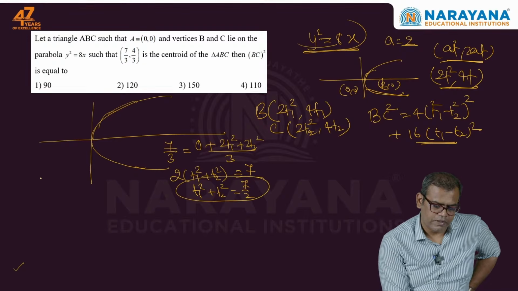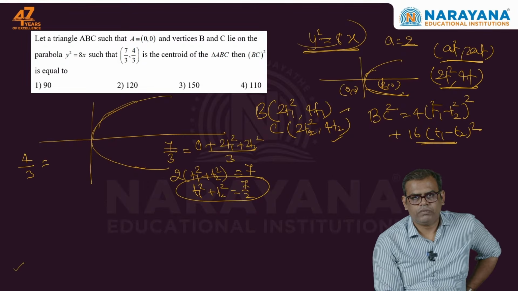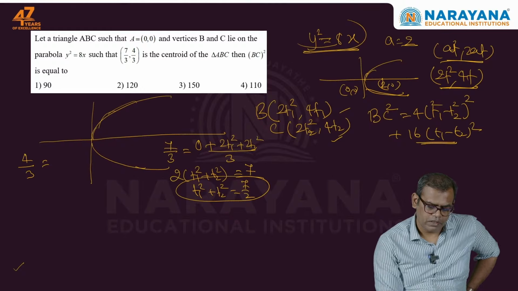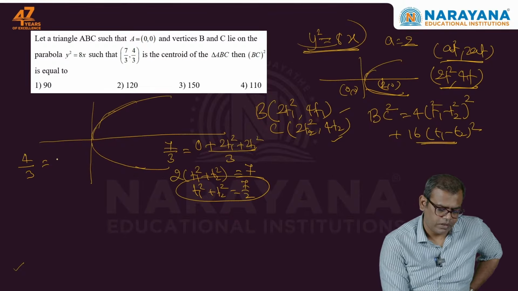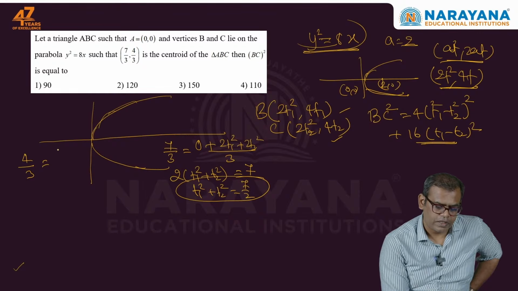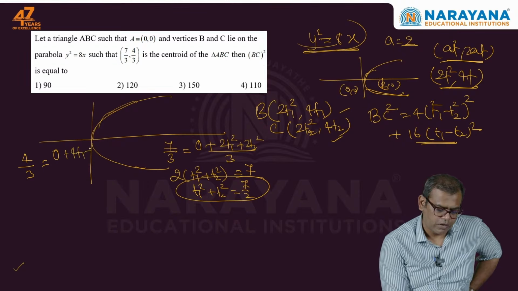Another relation will come: the ordinate of the centroid is 4 by 3, because we know the centroid result is (y1 plus y2 plus y3) by 3, right? That 4 by 3 is given. So first the ordinate of vertex A is 0, and then 4t1 plus 4t2 divided by 3.